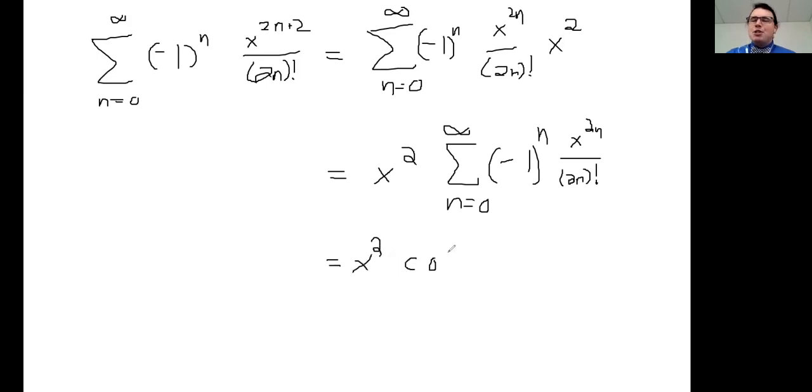And from what I was saying earlier, this will converge no matter what value x is. The Maclaurin series for the cosine function has an infinite radius of convergence. It's valid for the whole number line. So this series that I've got here is the Maclaurin series representation for the function x squared times cosine of x.